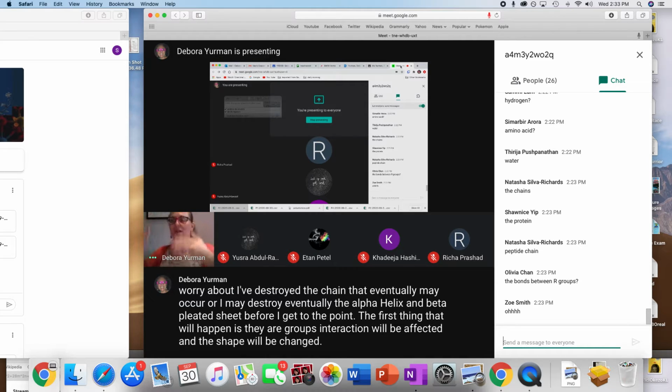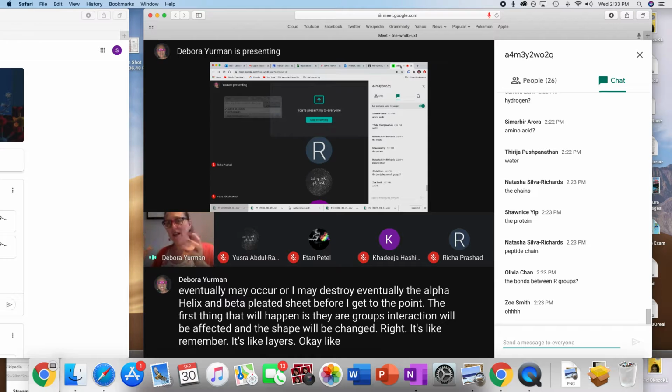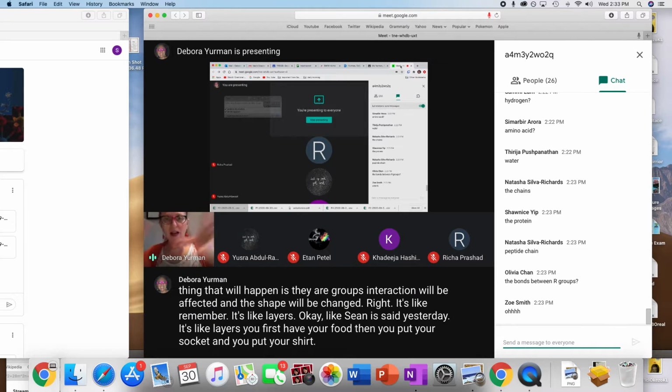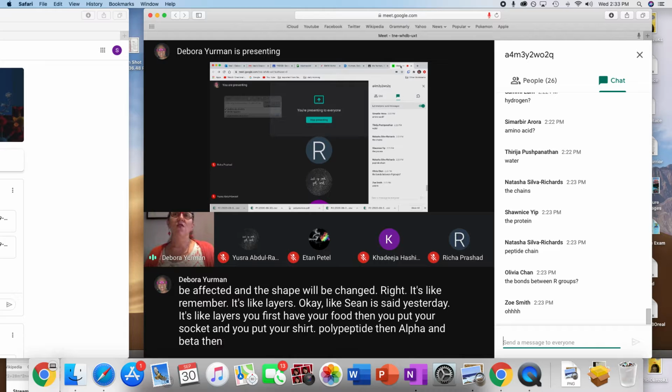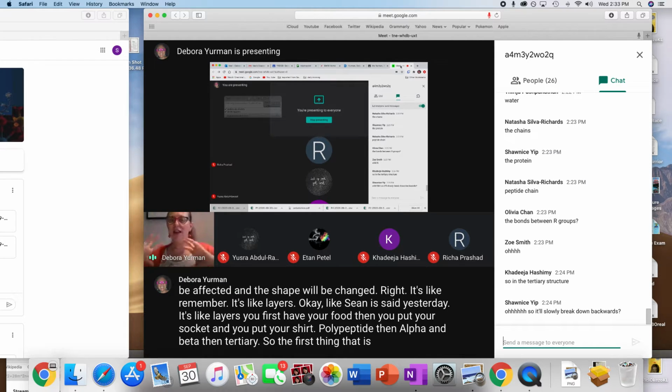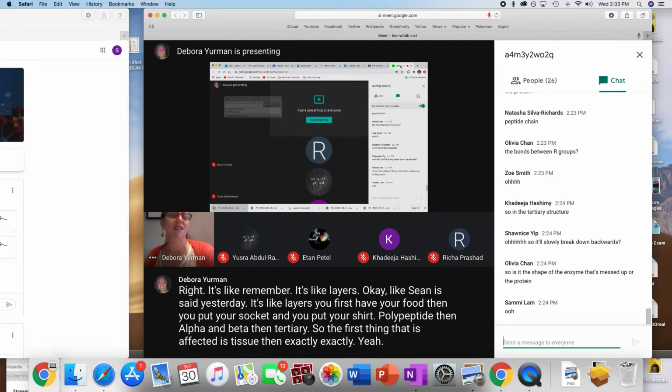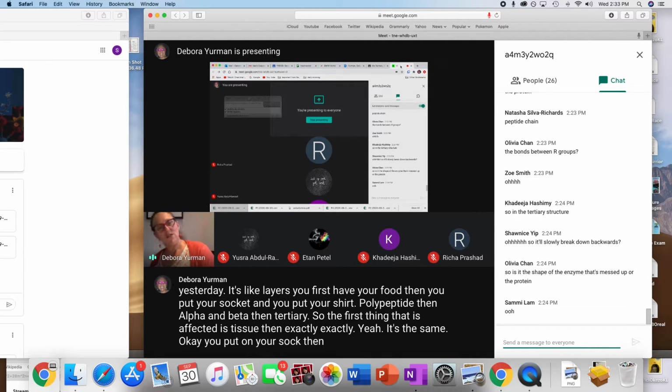Right? It's like layers. Like Shoni said yesterday, it's like layers. You first have your foot, then you put your sock, then you put your shoe. Polypeptide, then alpha and beta, then tertiary. So the first thing that is affected is tertiary, exactly. It's the same, okay? You put on your sock, then your shoe; you take off your shoe, then your sock.